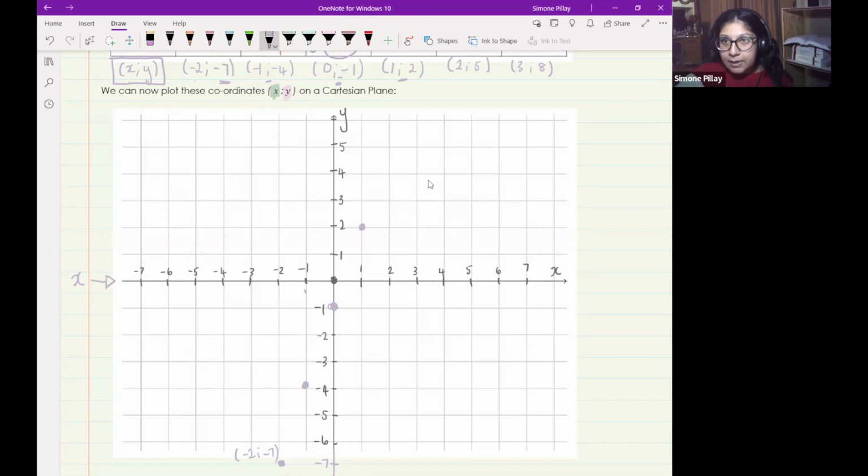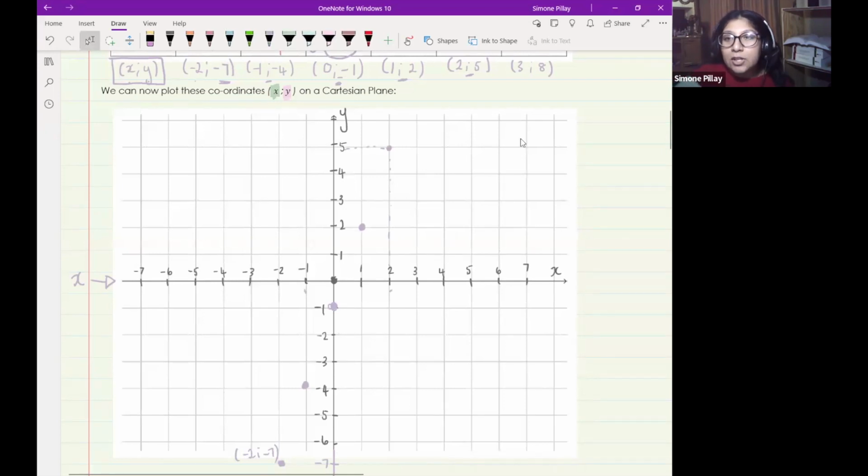Okay, but then we have 2 and 5. 2 and 5 will be up here. How did I get this point? I went to 2 on my x-axis. You can draw your dotted line, and then 5 on your y-axis, and that is where they meet. And last point is 3 and 8.